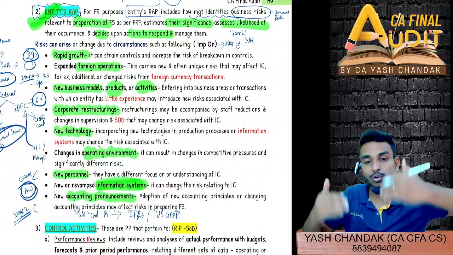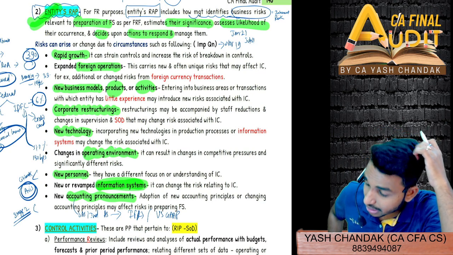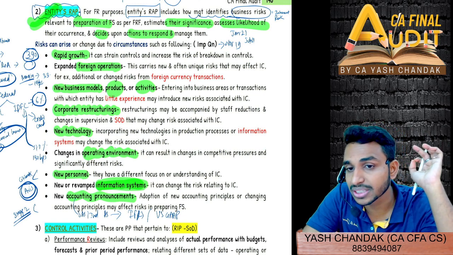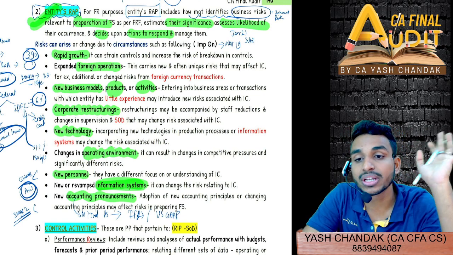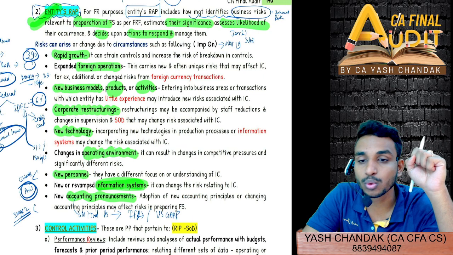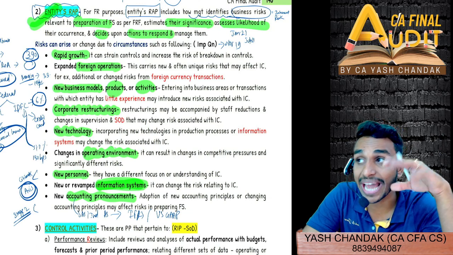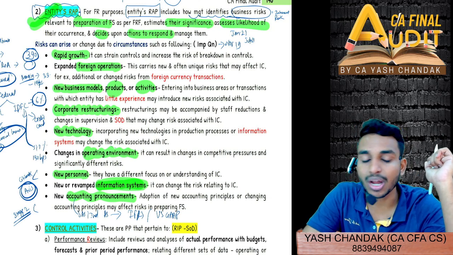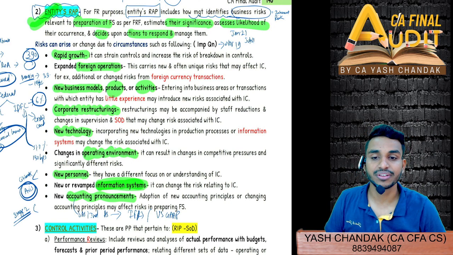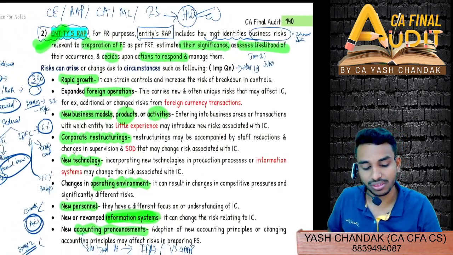So you can just go with the flow. Rapid growth you wanted, so you went to foreign operations for rapid growth, and then you started with something new, a new business model, new business products or activities. And because of that you needed corporate restructuring, mergers, amalgamation, and for that a new technology came into your entity. The operating environment also changed, and then new employees, new personnel, became part of the organization, and the information system got renewed entirely, revamped, right? And new accounting pronouncements were applied, right? Everyone getting it? It's an important question, they have asked it twice.